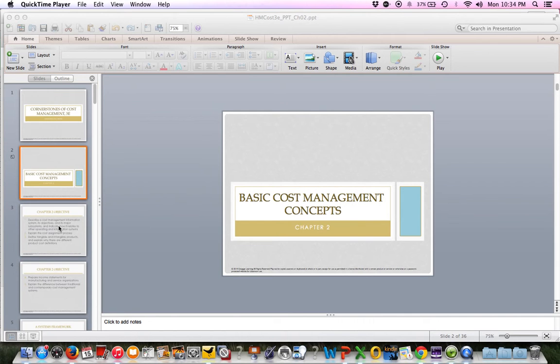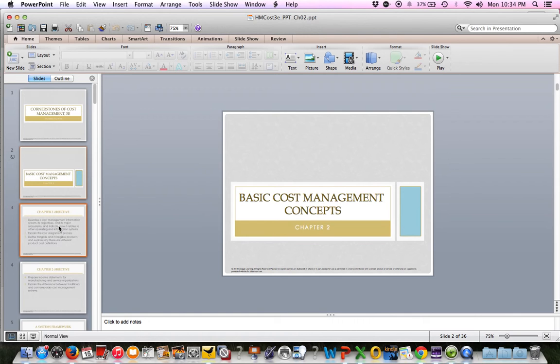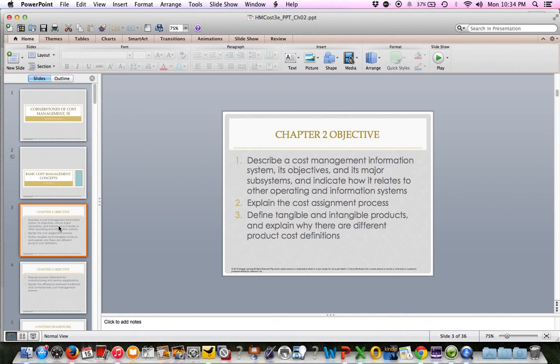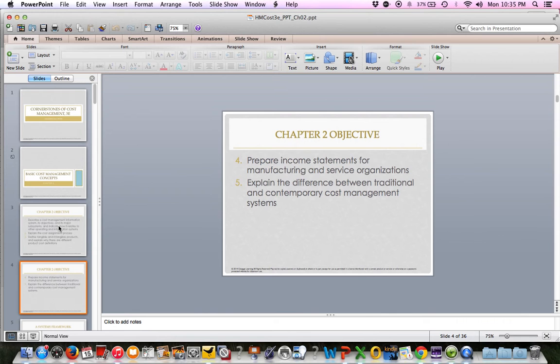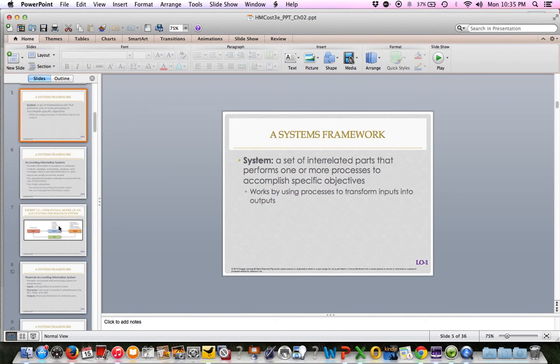Chapter 2 is called Basic Cost Management Concepts. Some of the objectives for Chapter 2: we'll talk about information systems, the cost assignment process, defining what a tangible versus intangible product is, look at income statements for a manufacturing versus a service company, and talk about differences between traditional and contemporary cost management systems. They've changed quite a bit from what they used to be.